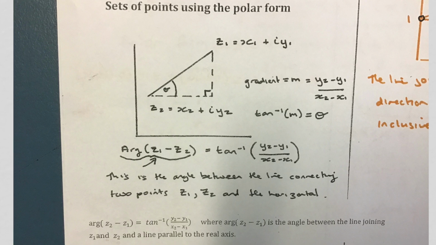The idea is that if we're looking at 2 points, we know that we can work out the gradient of the 2 points. And we know that the gradient of the 2 points gives us the angle between the line that connects the 2 points and the horizontal. So the gradient of the 2 points gives you this angle here. So anytime we have 2 points, we can draw them relative to each other.